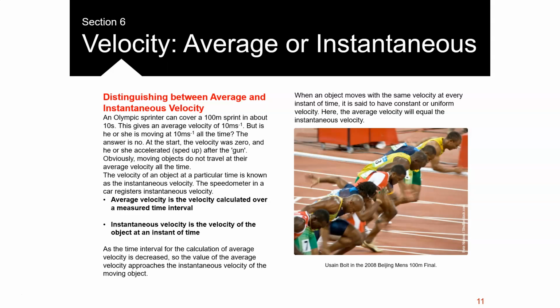in time. When we consider the instantaneous velocity of an object, we're considering at a specific instant in time what velocity it's traveling at. So for example, the speedometer in a car would tell us how fast we're traveling at a certain instant in time, therefore it's indicating the instantaneous velocity. So we know that as the time interval for a calculation of average velocity is decreased, the average velocity gets closer and closer to its instantaneous velocity.